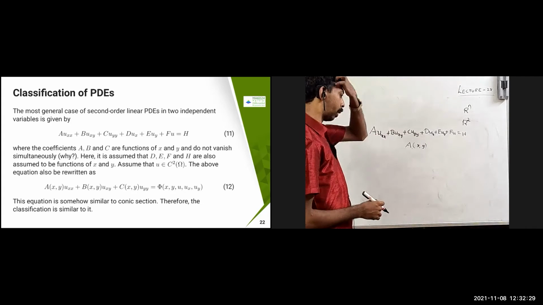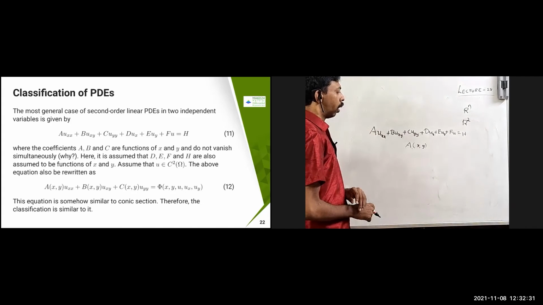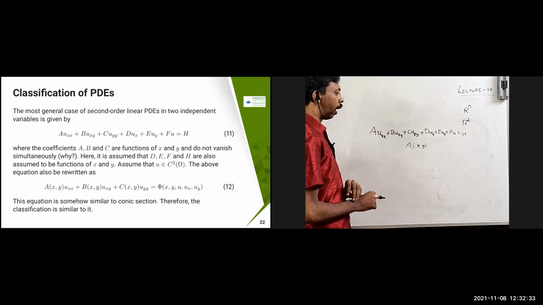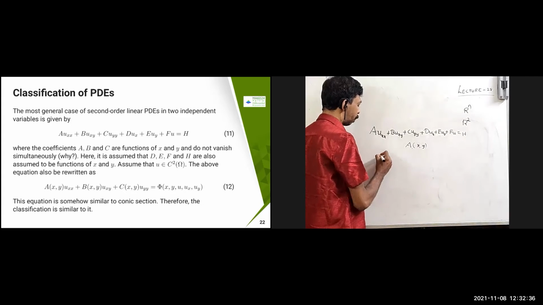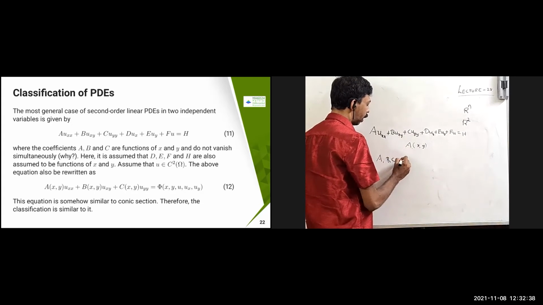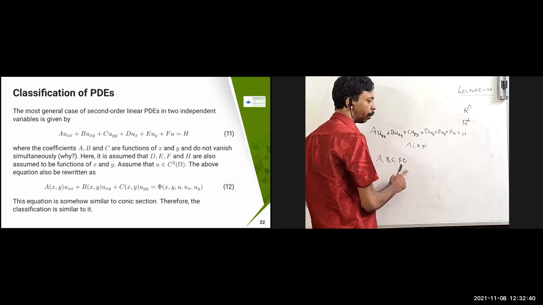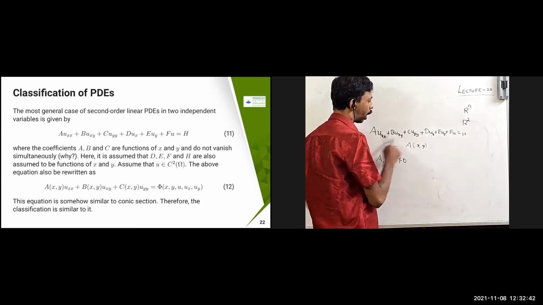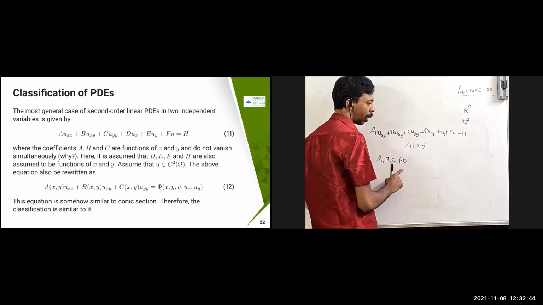Even each is a function of x, y. So we assume that at least one of A, B, C is not 0, meaning all three are not simultaneously 0. One of them may be 0, but not all three are simultaneously 0.